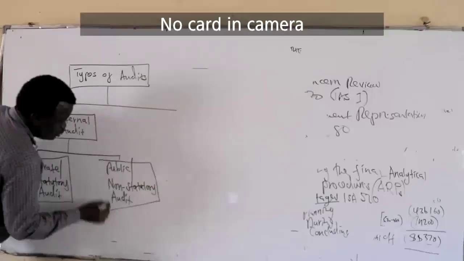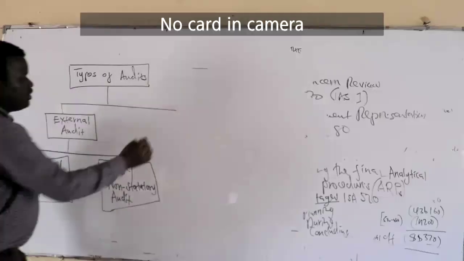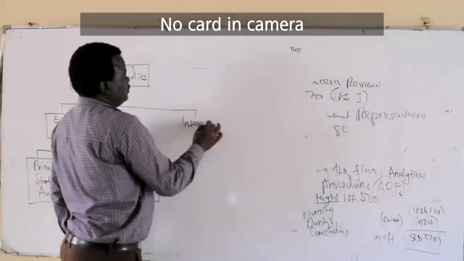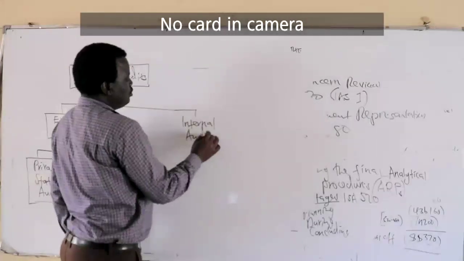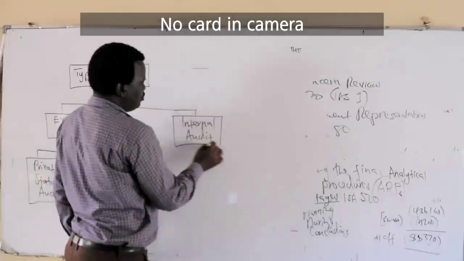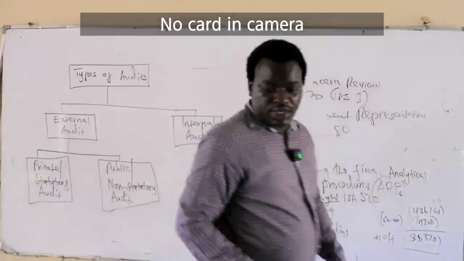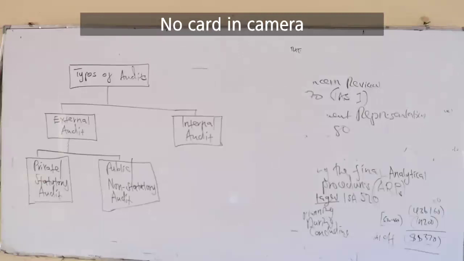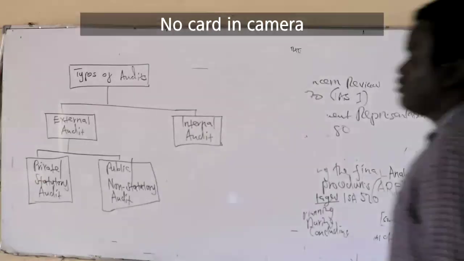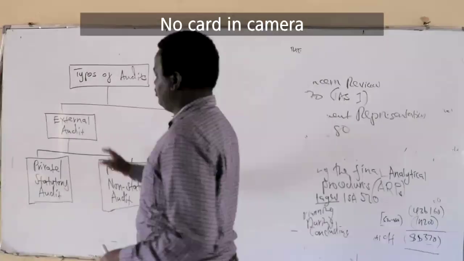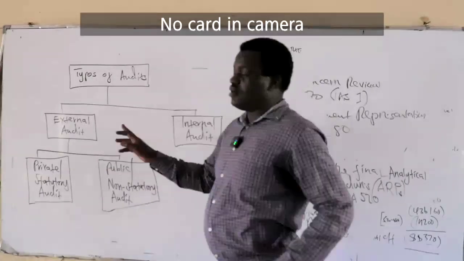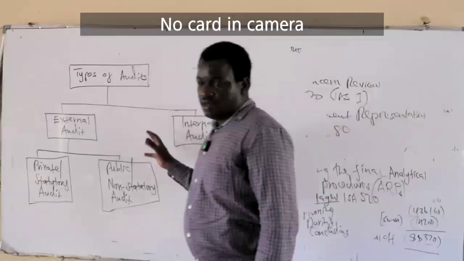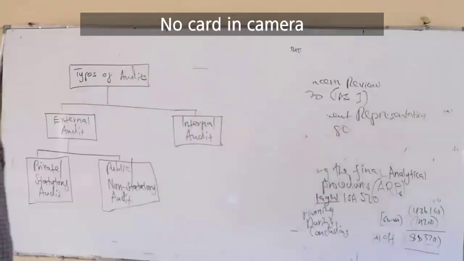Then on this side we have the internal audit. So those are the types of audits we have, the internal and the external audit. It is good for us to know the difference between the external audit and the internal audit.